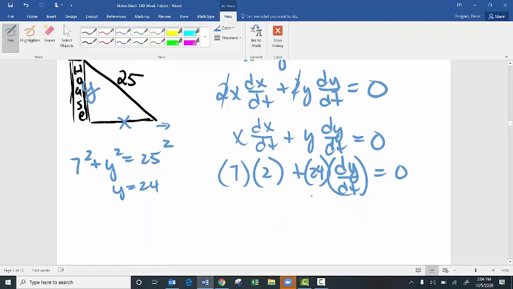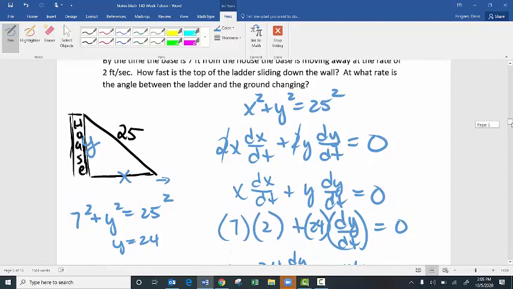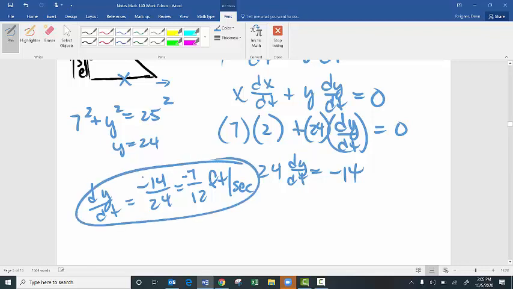All right. So now you get 14, and you're going to move that to the other side. So that'll be negative. So the rate that Y is changing is negative 14 over 24, which is negative 7 over 12, and this is feet per second. Okay. All right, so that's how you find how fast Y is changing.